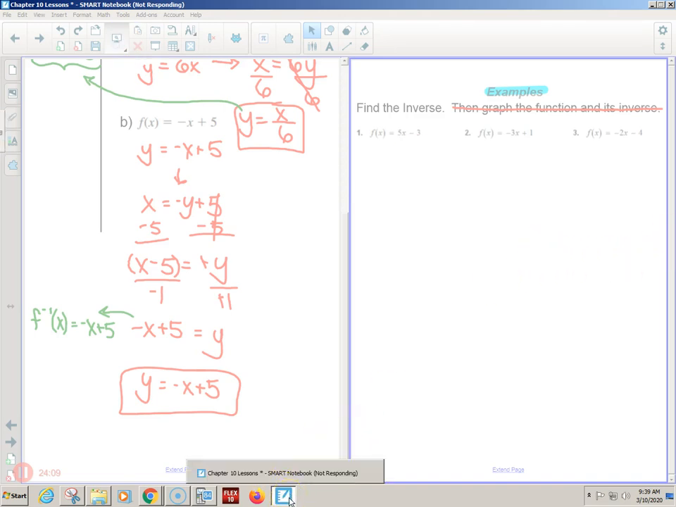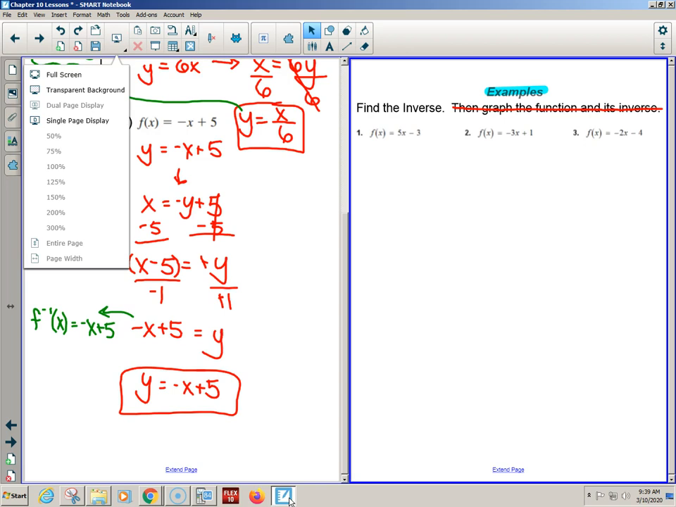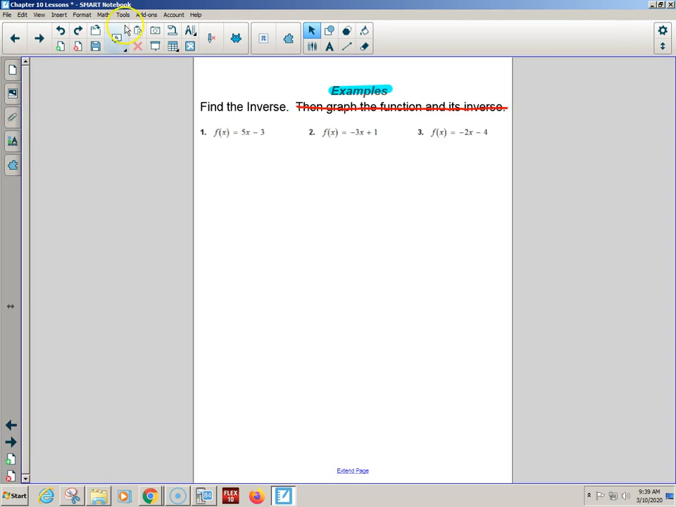Start with 1, 2, and 3. Do exactly what we did in the examples up above. Set f of x to y. Switch x and y. Solve for y. Okay, 1, 2, and 3. We're checking our worksheets tomorrow. Follow the steps in the examples that we just did. And it's written on your paper too if you need a reminder.